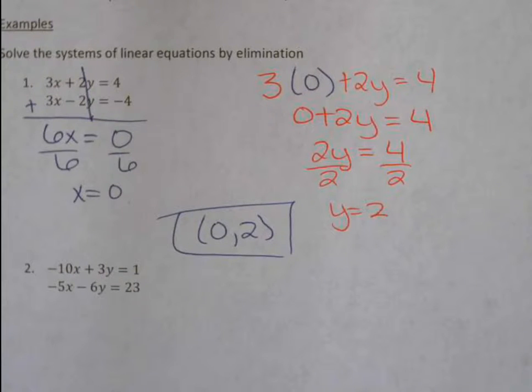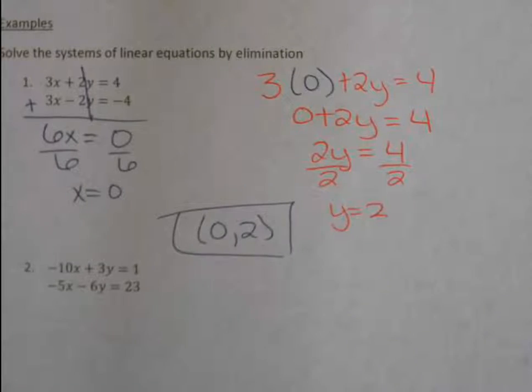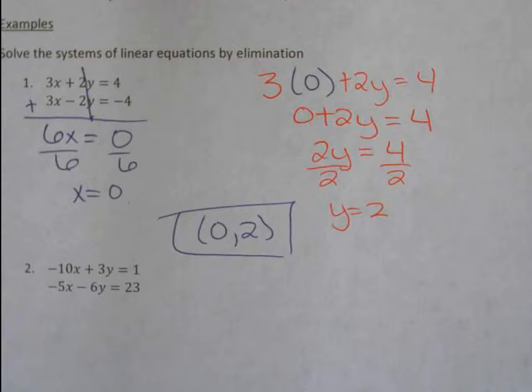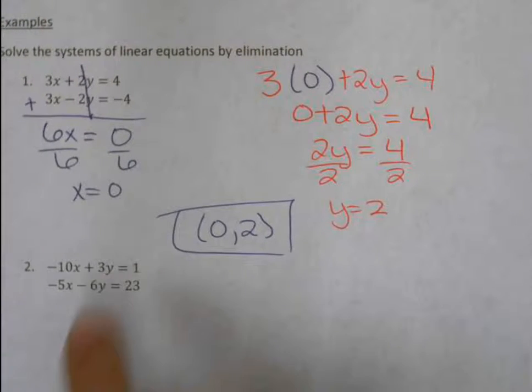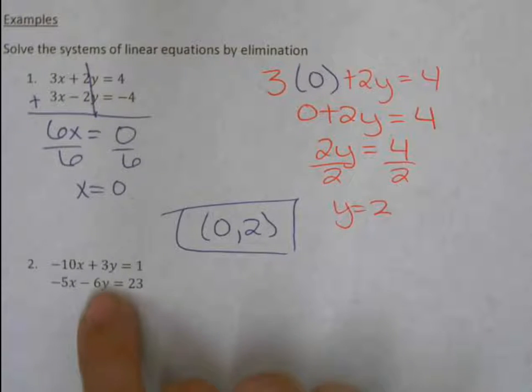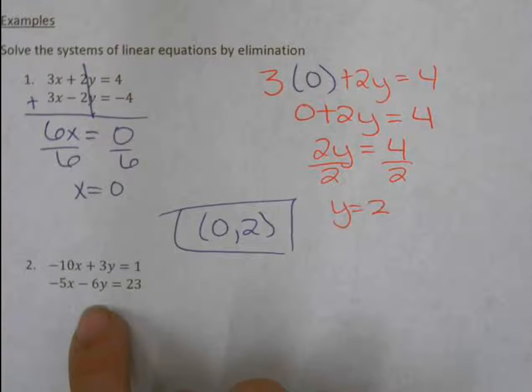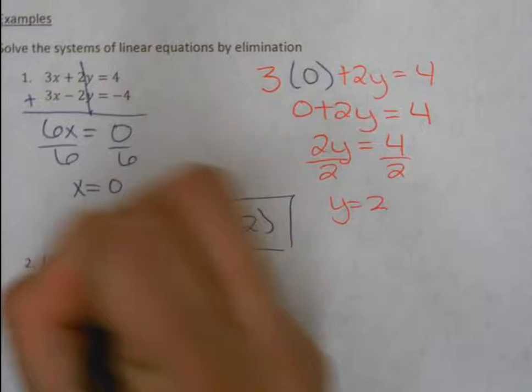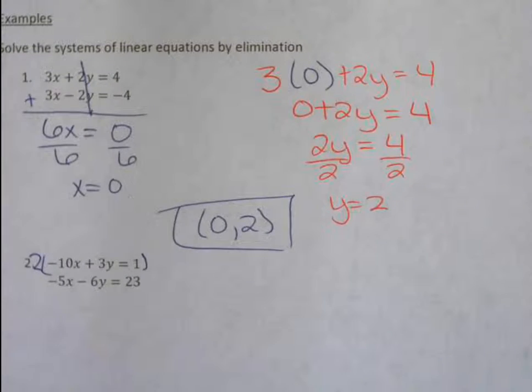Okay, so moving on to number 2. Notice none of the letters cancel out. I don't have the same number for x or y. So I'm going to have to multiply one of my equations to get it to cancel out. Which letter do I want to get rid of, x or y? Y? Okay. So if I want to get rid of y, I need to make sure both y's have the same number out front. Is there anything I can multiply 3 by to turn it into a 6? 2. So I'm going to multiply every number in my top equation by 2.